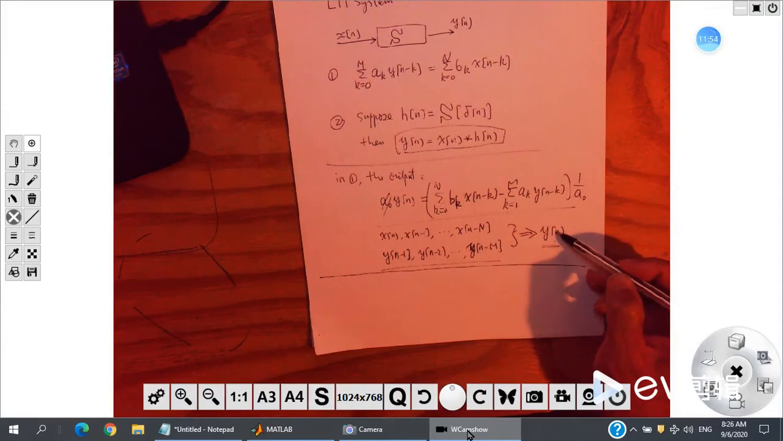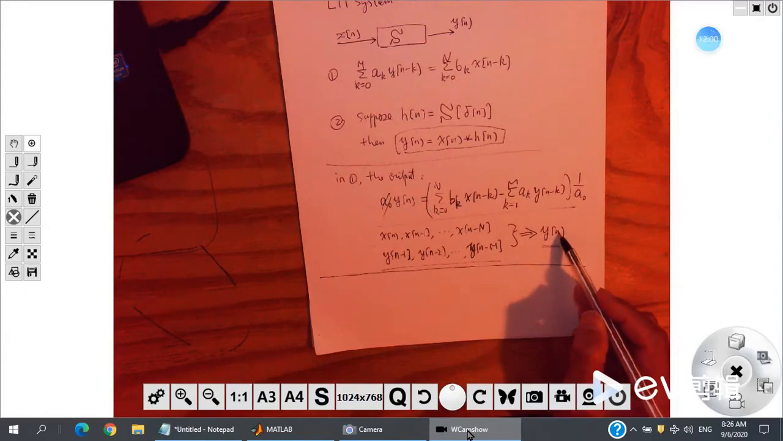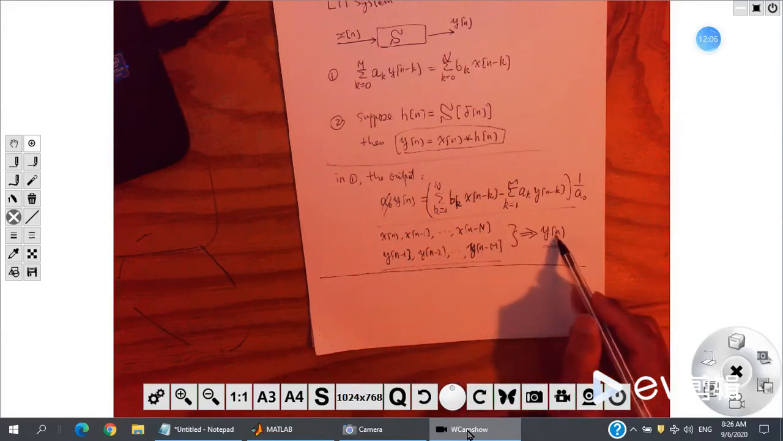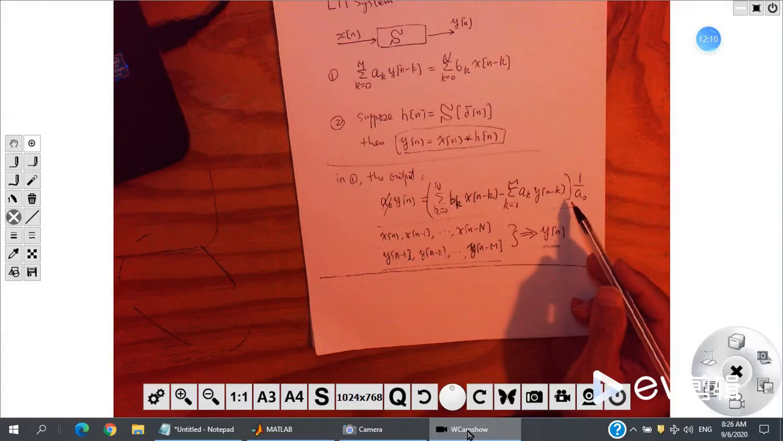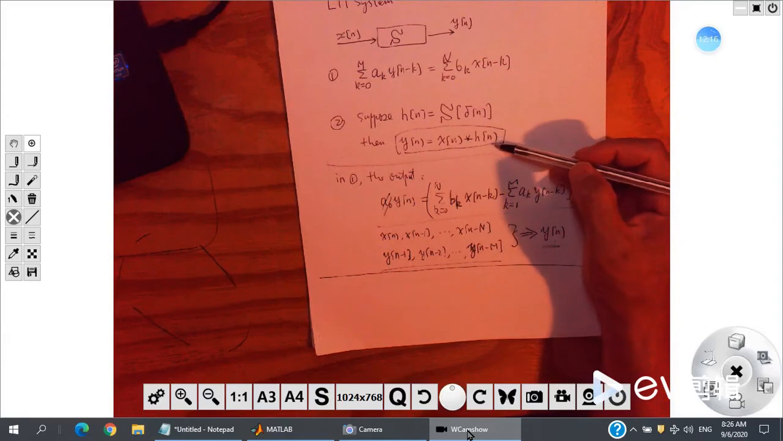Every time you can have one of the values, right? You know this value, you know this value, you have y of n. Then you choose a different n, you can have a different value. So for every n, you need to do the calculation. And this way, it gives us a uniform way, a formula way. You can find all the solutions, right?